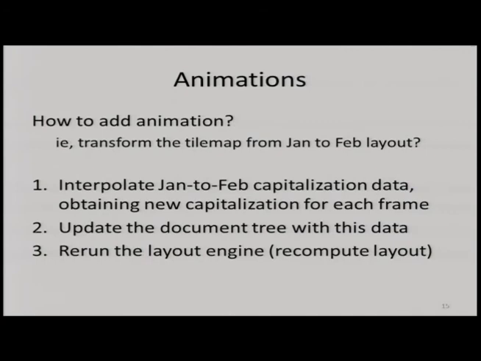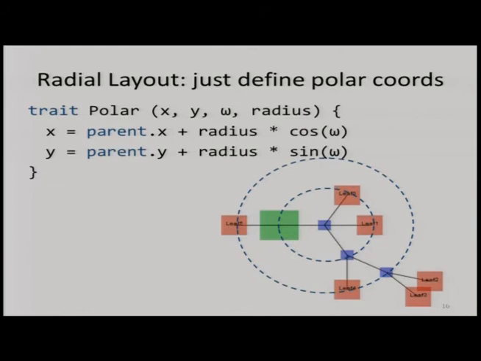But what I want to show you is that if you want to do other layouts, and here we have a radial one, all you need to do is define a new trait with polar coordinates, which are based on angles rather than on essentially stacking of boxes. So we are not limited to box layouts. And again, a layout engine will fall out, and if we have a C++ native substrate, it will also be fast and parallel.